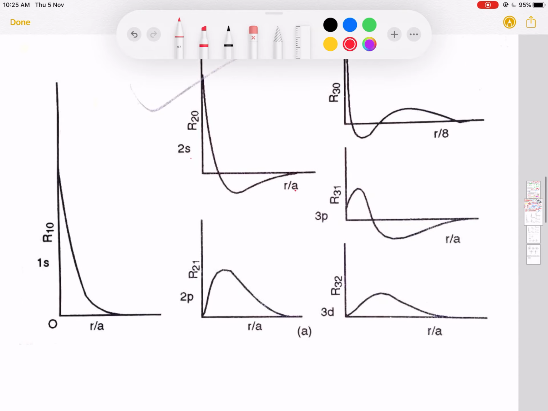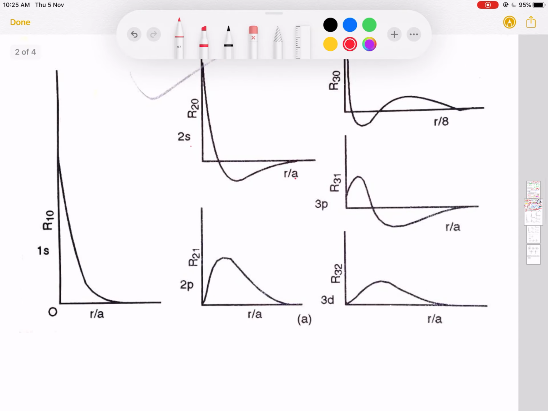Say for 1s, the graph is like this. We have plotted this with r by a, small r by a. You can see it is an exponential graph. If this is the nucleus, then on going far from the nucleus, the probability of finding the electron decreases, and it is obvious.